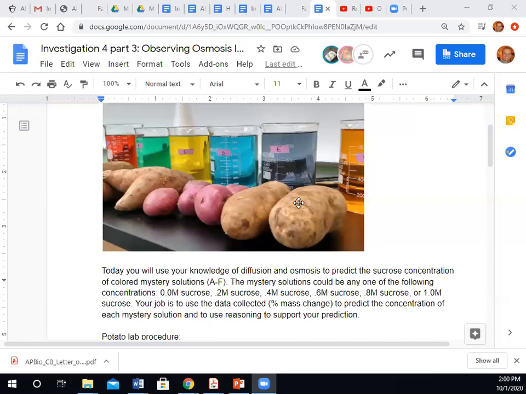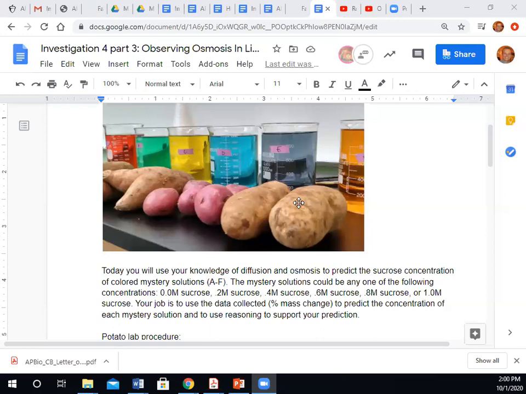They're labeled A through F. They're different colors to kind of throw you off a little bit. But each one of those can be one of the following concentrations: 0, 0.2, 0.4, 0.6, 0.8, and 1. Now, you don't know what each of those solutions is, but you should be able to experimentally arrive at that based primarily on the rates of osmosis into and out of the cells, the collection of cells in the tissue, right?